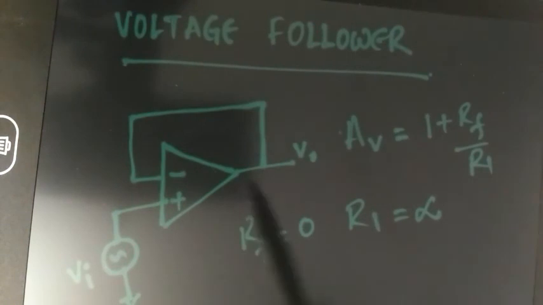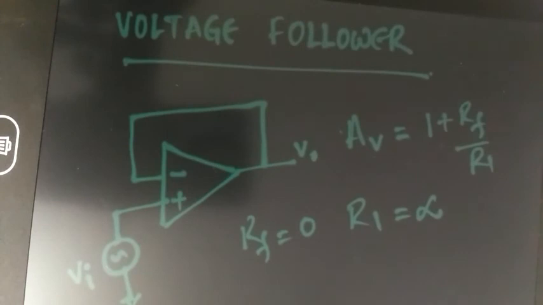As the circuit has a high input impedance and a low output impedance, it is used as an impedance matching device between a high impedance source and a low impedance load. Okay, so this is a very important circuit for your exam. Many times this is asked, so I hope this is clear to you.